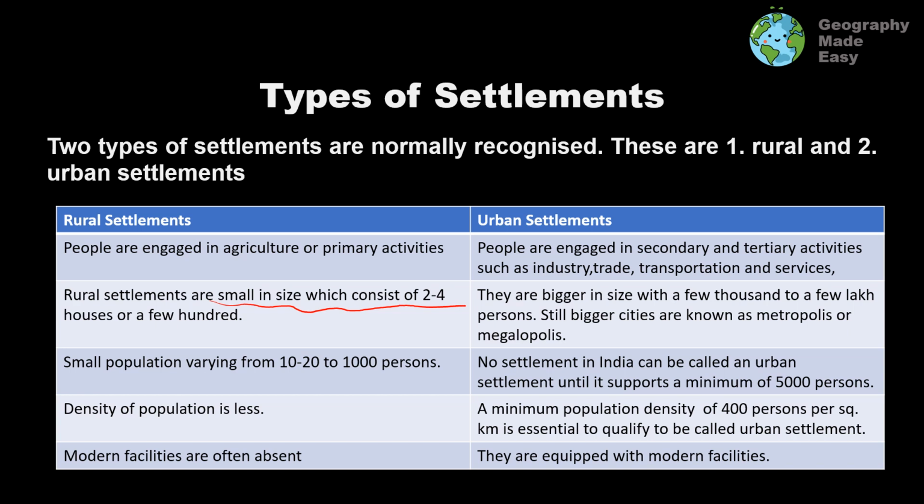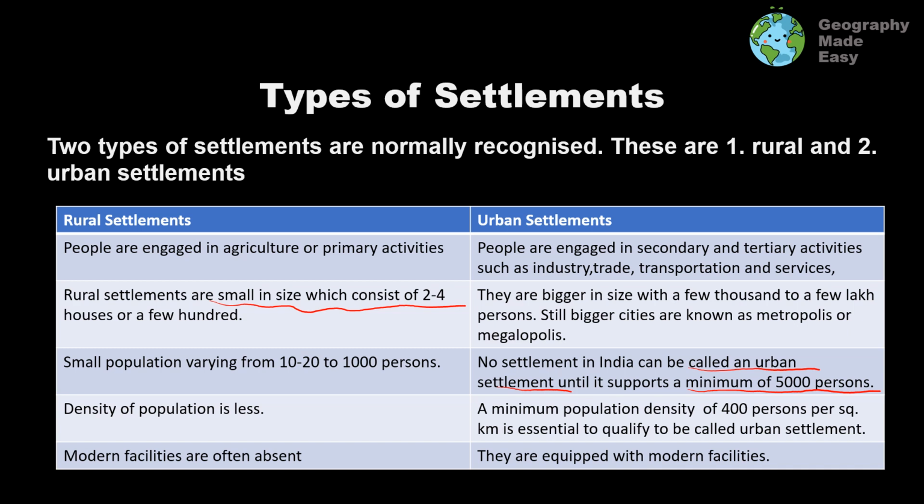The population living in rural settlements is also less. So we have 10 to 20 to 1000 persons usually. And this is one of the criteria. No settlement in India can be called urban until and unless it has a minimum of 5000 persons living. So the census of India, one of the criteria by which it determines which is a town, is that a minimum of 5000 people have to live in that particular settlement.